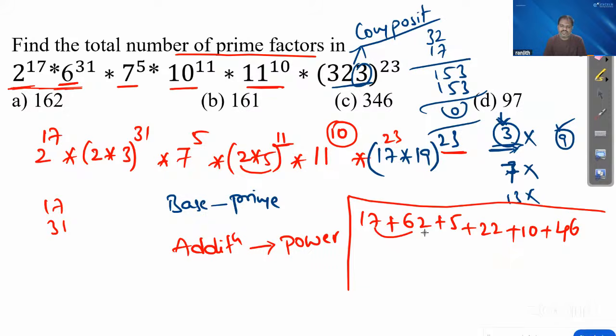7 plus 2 equal to 9, 14, 16, 6. 16 plus 6 equal to 2. Answer ends with 2. Only one option we are having. So the answer equal to 162.